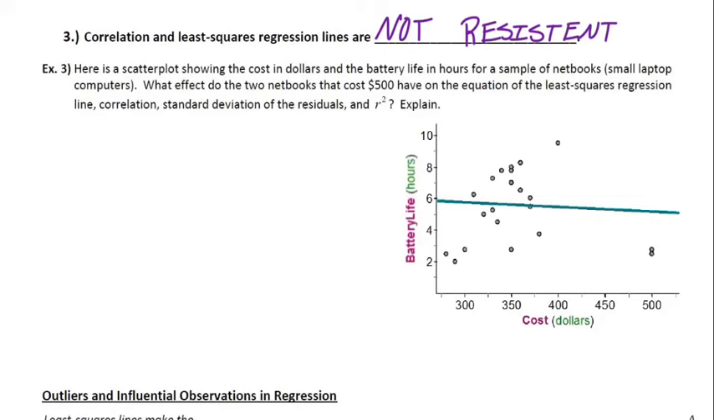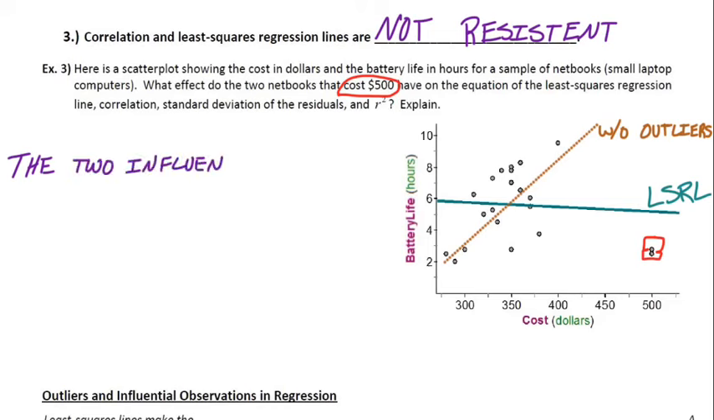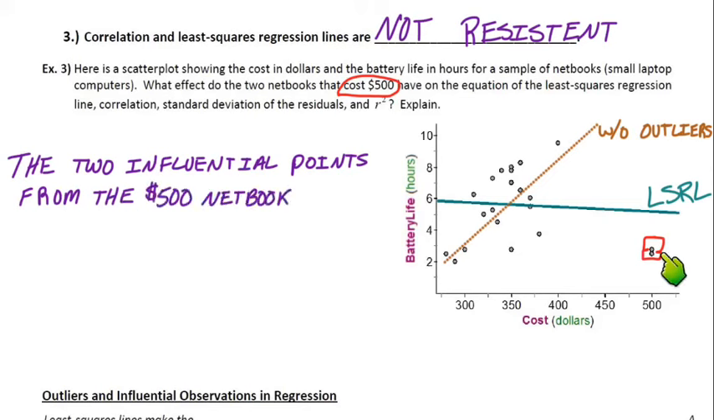Okay. So this line here is actually the LSRL, as it is. But without these 2 points, it looks like there would be a linear trend this way. So these 2 $500 netbooks, that's these guys down here. What does that do to the line? Otherwise, the line would look more like this. So this would be like the line without those 2 outliers. Just compare the lines, you can see the 2 influential points in red here from the $500 netbooks. What would happen? Without them, you have kind of this obvious correlation, this line, and then with them, what happens?